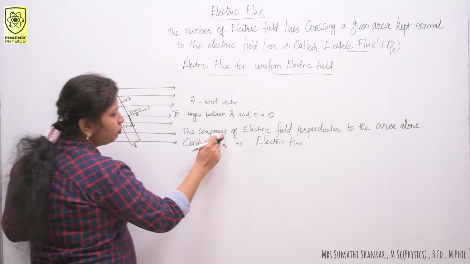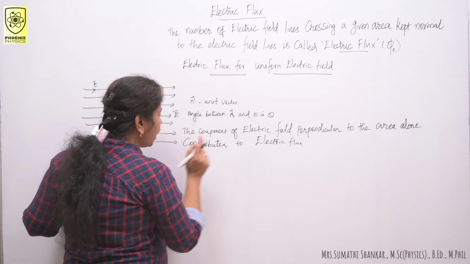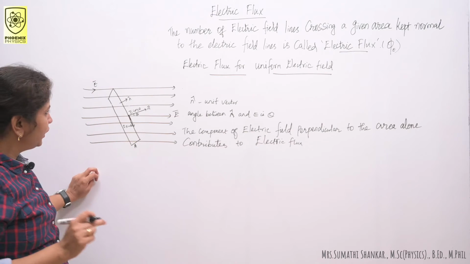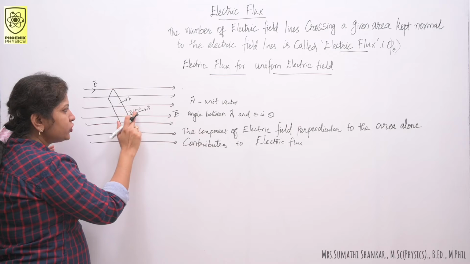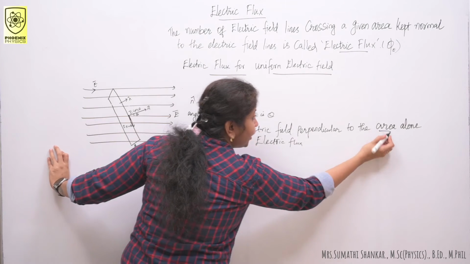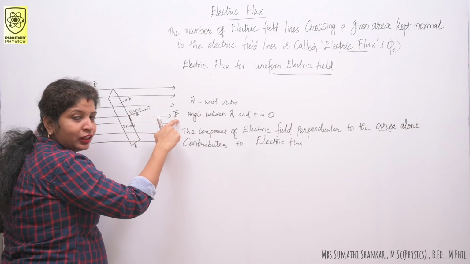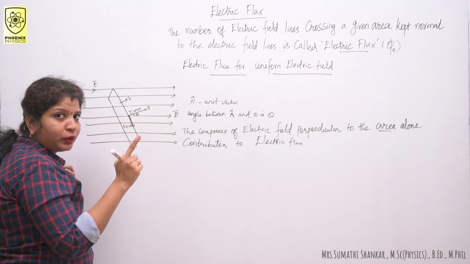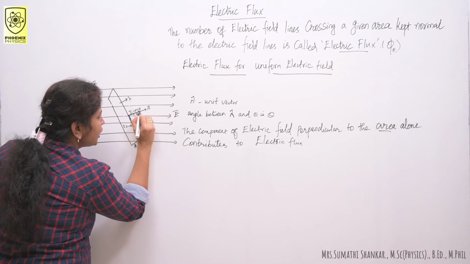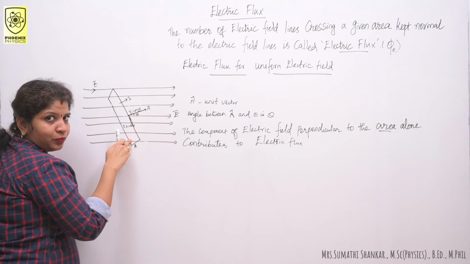Here, the component of the electric field perpendicular to the area alone contributes to electric flux. What is the meaning? Here I have two components, E cos theta and E sin theta. Which one is perpendicular to the area? E cos theta is the horizontal component of E. But which component is perpendicular to the area? This n cap, right? So this E cos theta term is perpendicular to the area A.